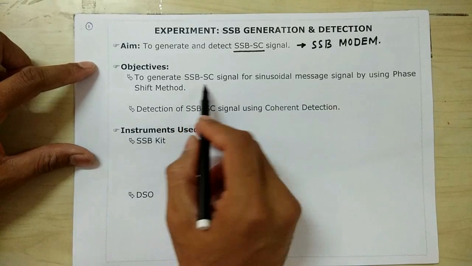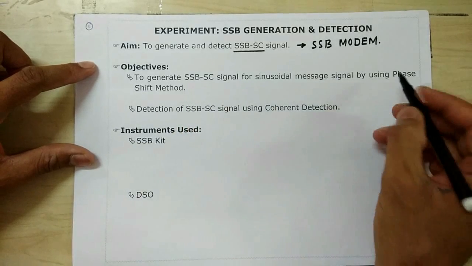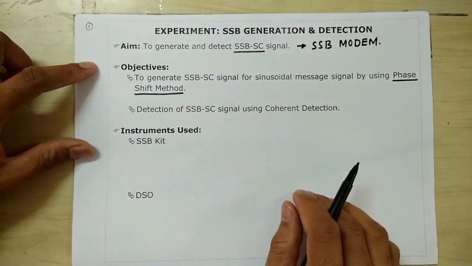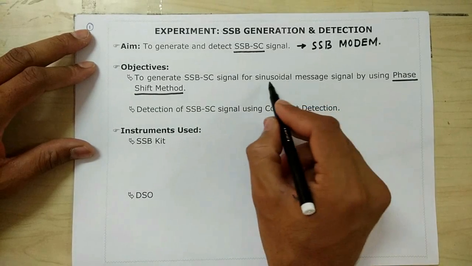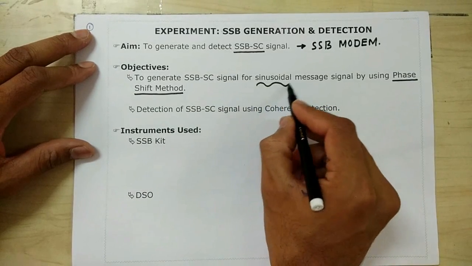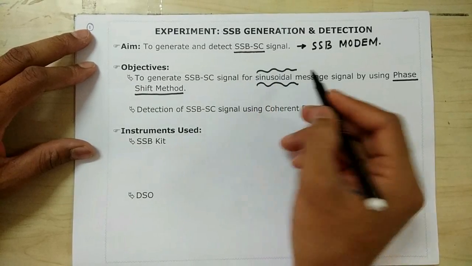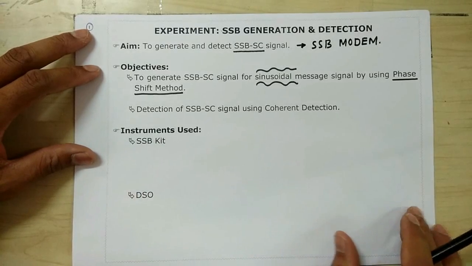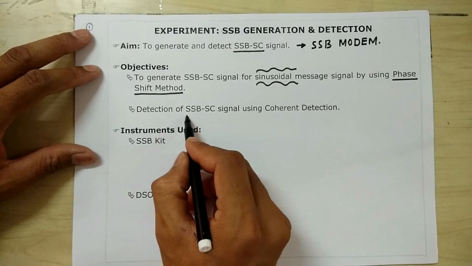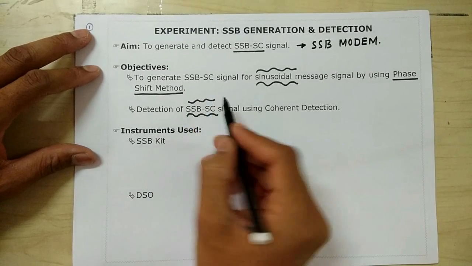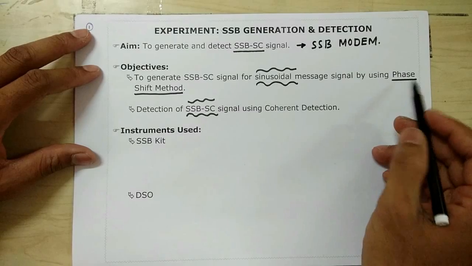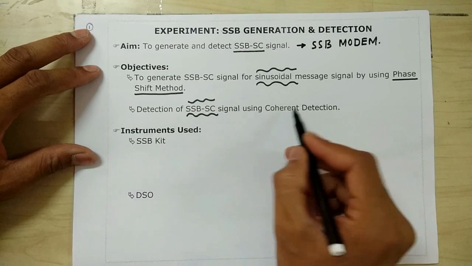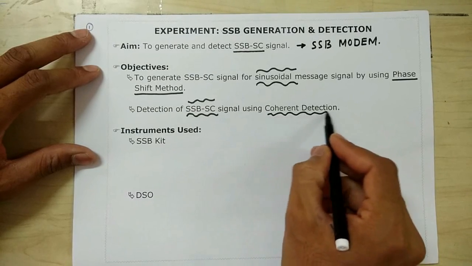So for the generation of SSB signal, we are going to use phase shift method, and the message signal in our experiment is a sinusoidal signal. Second objective of the experiment is to detect the SSB signal once it is generated by using phase shift method. We are going to detect the SSB signal by using coherent detection.